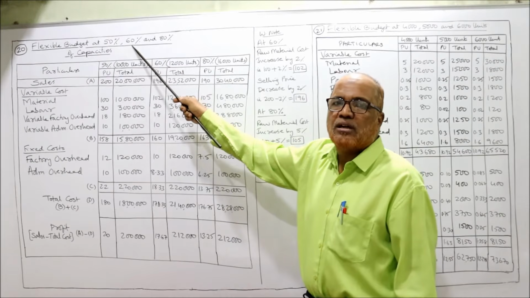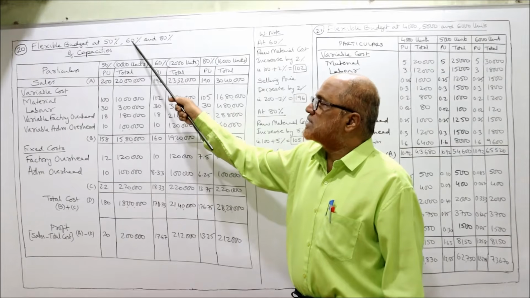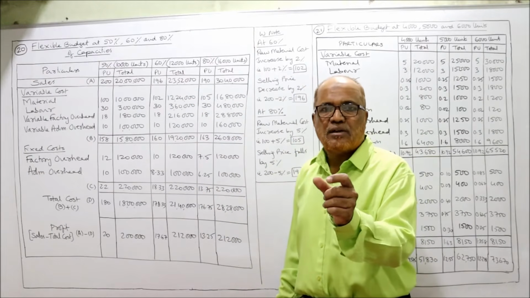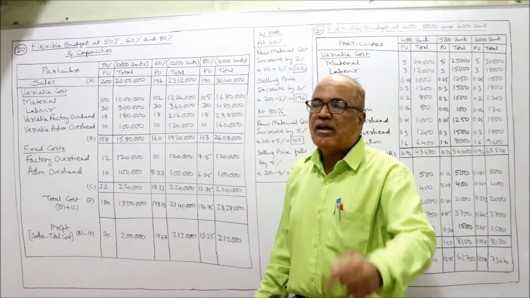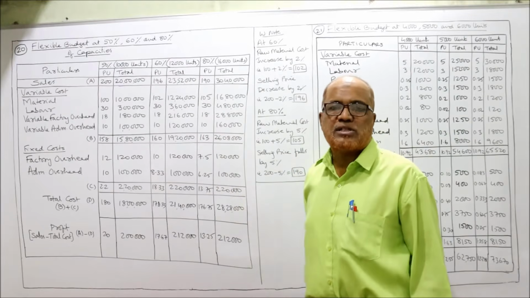So 60 by 50 into 10,000, because we wanted 60%. So 60 by 50 into 10,000, you will get 12,000. Similarly, we want 80%.